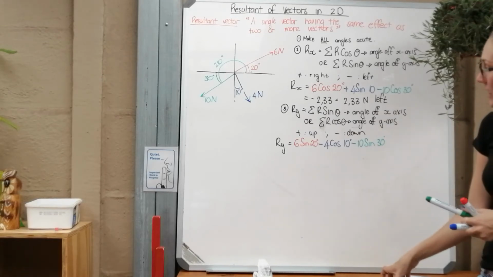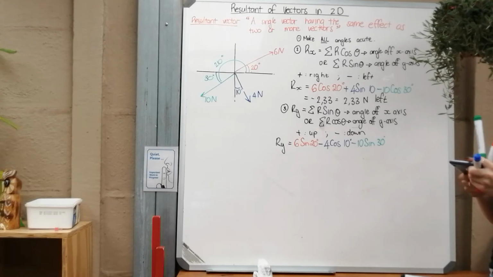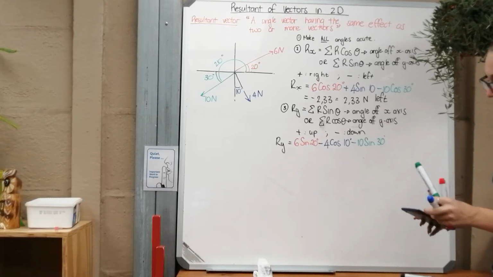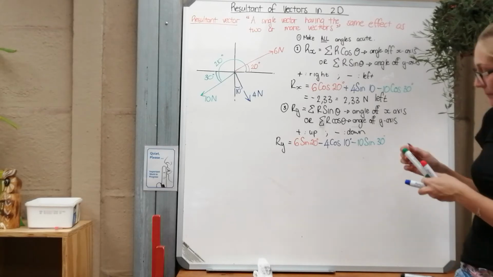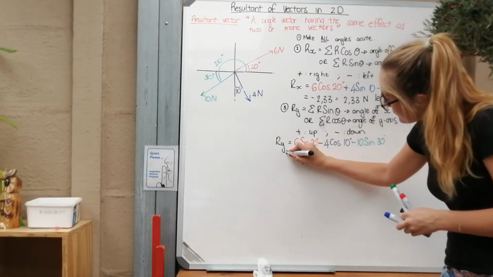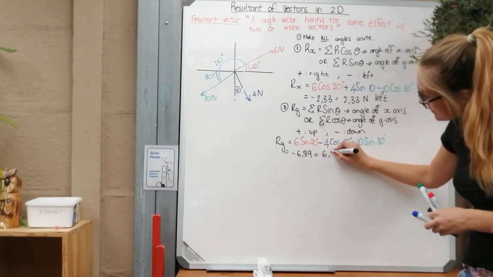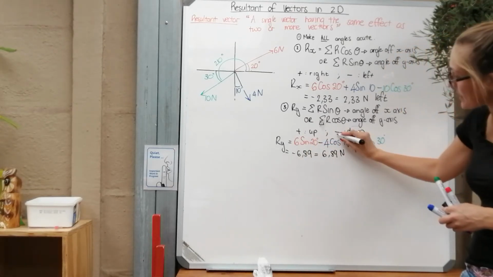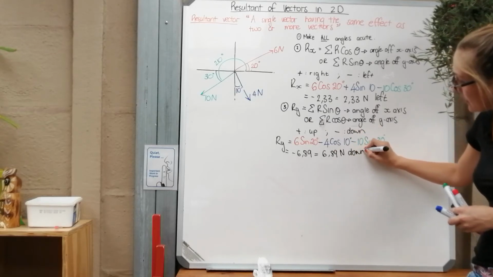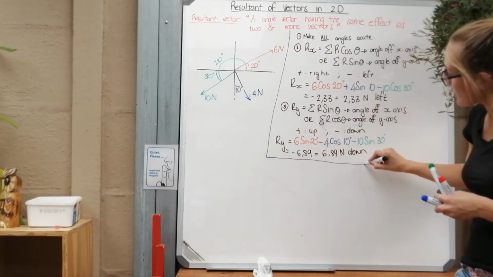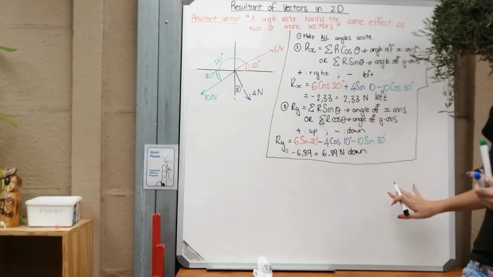Okay, and we type all of that into our calculator, so we've got 6 sine of 20 minus 4 cos of 10 minus 10 sine of 30, and we get negative 6,89, which equals positive 6,89 newtons. Now it was negative, so that means down. Okay, so that's the first 3 steps. I'm going to actually just sort of save some space here, so I've got space to work around.